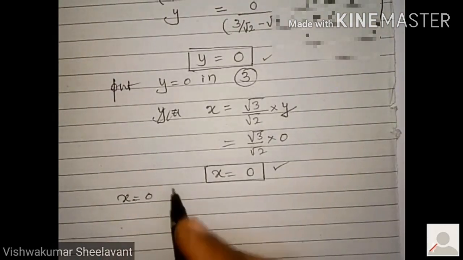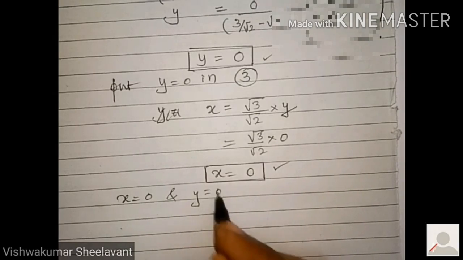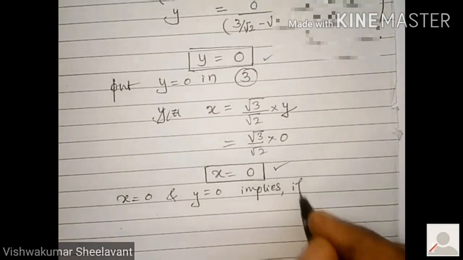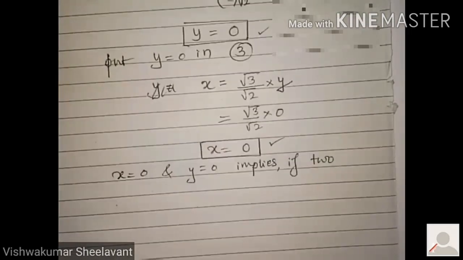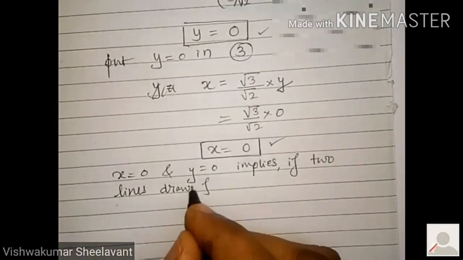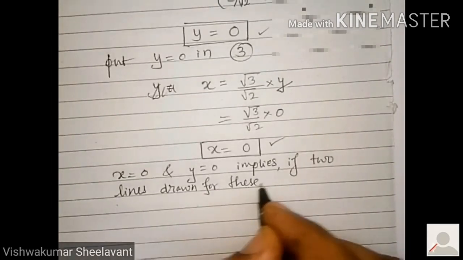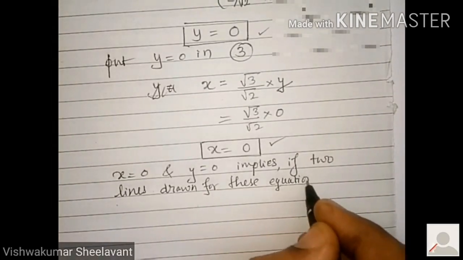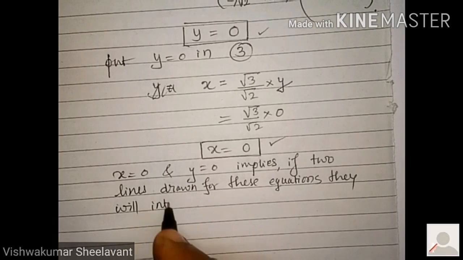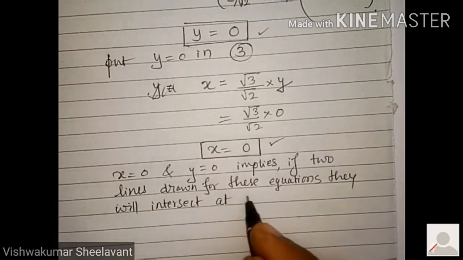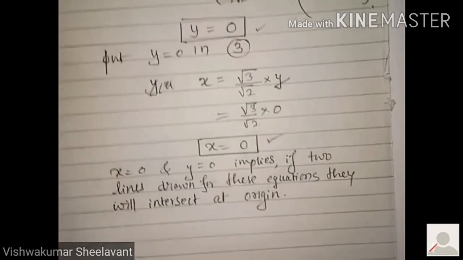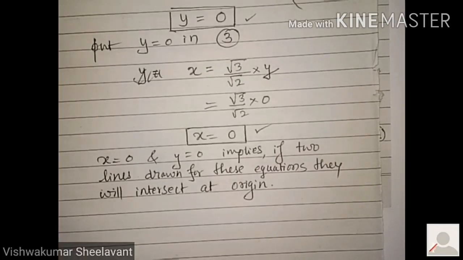You can write a comment here, x equal to 0 and y equal to 0 implies if two lines are drawn for these equations, they will intersect at origin. They will intersect at origin. You can just have such conclusions here. Okay.